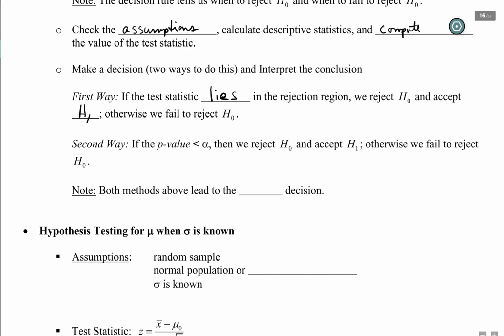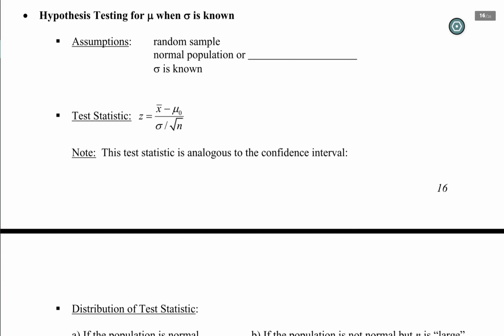Both methods above lead to the same decision, and we'll see this fleshed out in a picture in an example later on. You can use the p-value and compare it to alpha to make a decision, or you can ask the question, does my test statistic fall in the rejection region? Both will lead to the same decision. So that's a lengthy video, but there's a lot to describe here in the foundations for hypothesis testing. Next video we'll look at a particular case, doing a hypothesis test for mu when sigma is known.